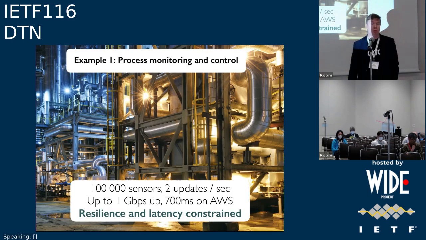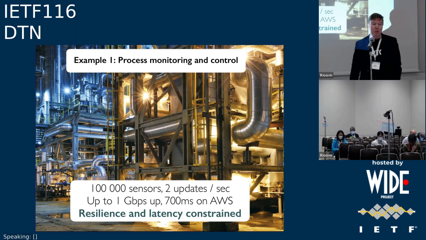Here's an example of process monitoring and control. You can imagine this comes from the pulp and paper industry, where you have, let's say, multiple sites with about 100,000 sensors updating twice per second. That can be up to 1 gigabit of traffic. And with current technology, you can go to AWS and bring this up. You get about 700 milliseconds latency.